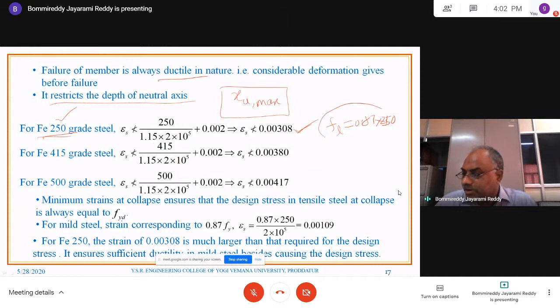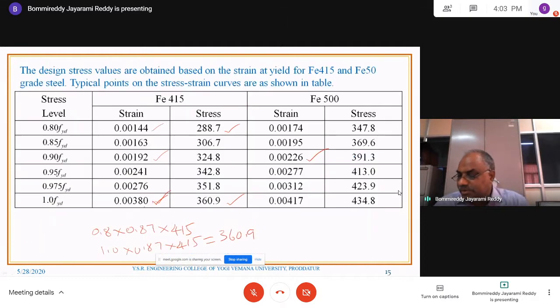So here, particularly for the case of mild steel, we should not worry about anything. You always substitute the value 0.87 times 250. Whereas in case of Fe 415 or Fe 500, the stress magnitude depends on the strain. So here what is the value? Es is not less than this much. So this much is 0.00380. You can look at the table. This is the last value. When it is the last value, then the stress will be 360. If the strain is less, what is going to happen? The stress is also less in the material.